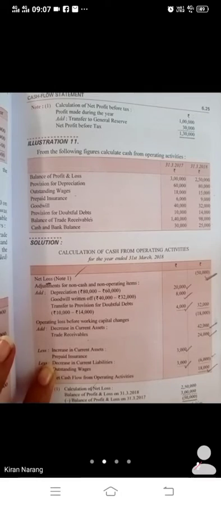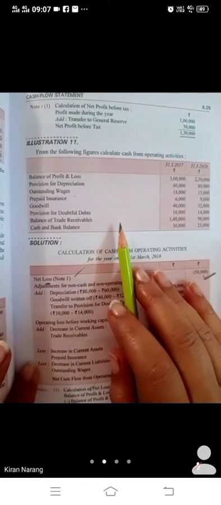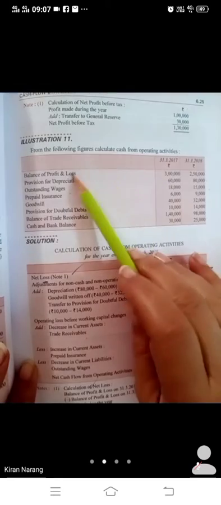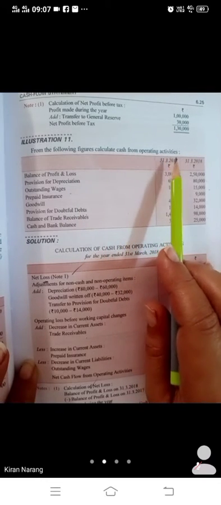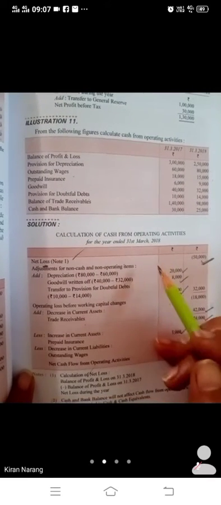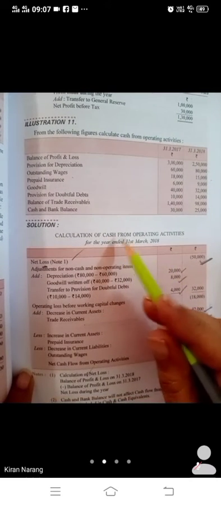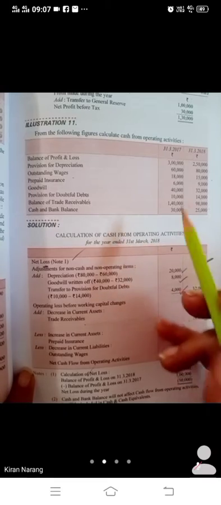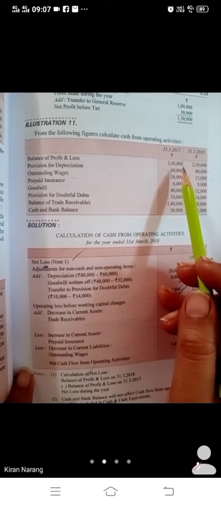So good morning everyone. We are going to start illustration number 11 today. From the following figures, calculate cash from operating activities. We just have to calculate the cash flow from operating activity. You have been given only a few things.